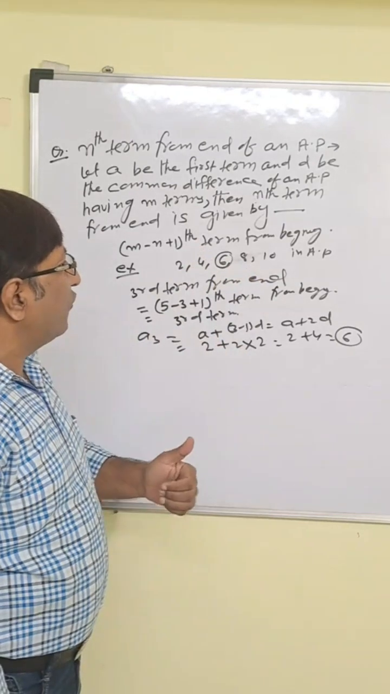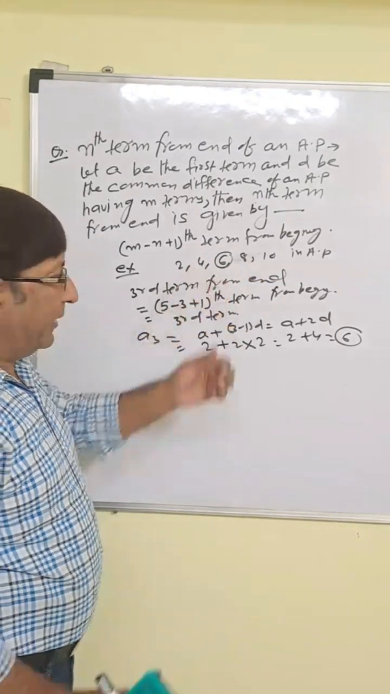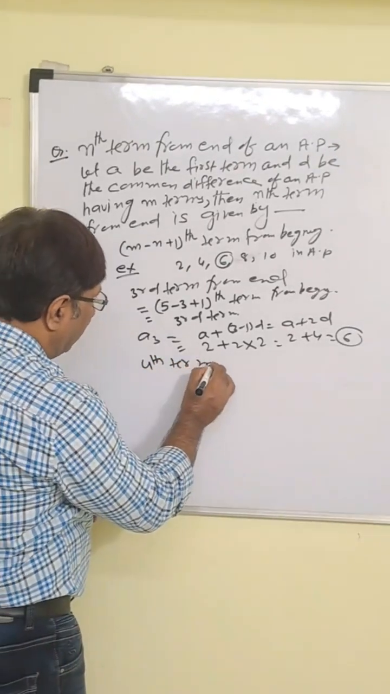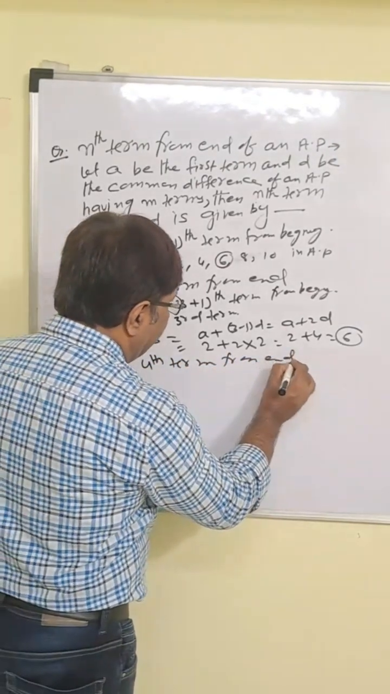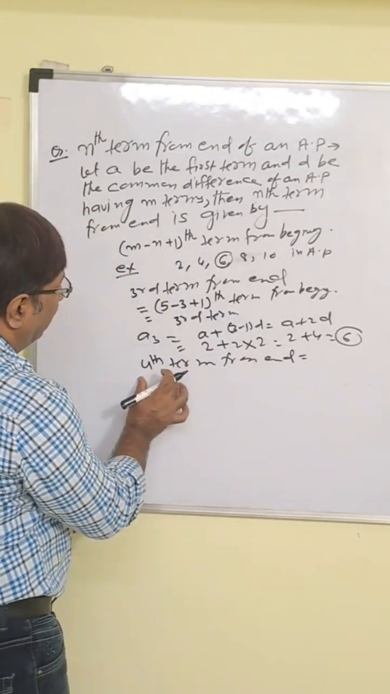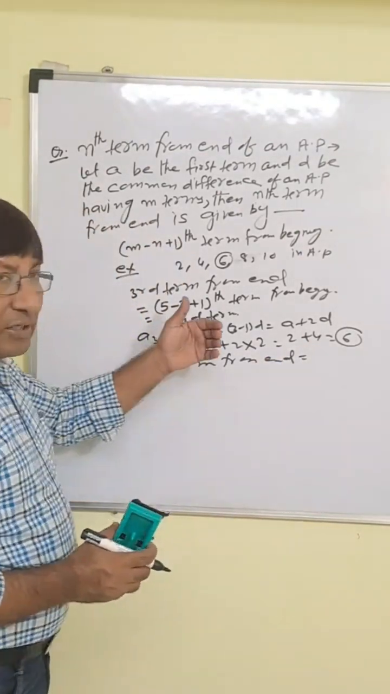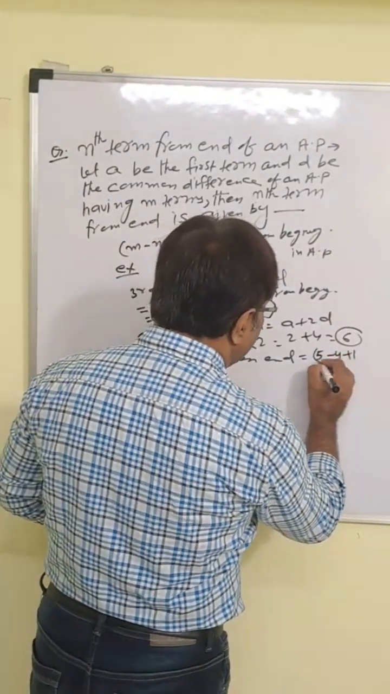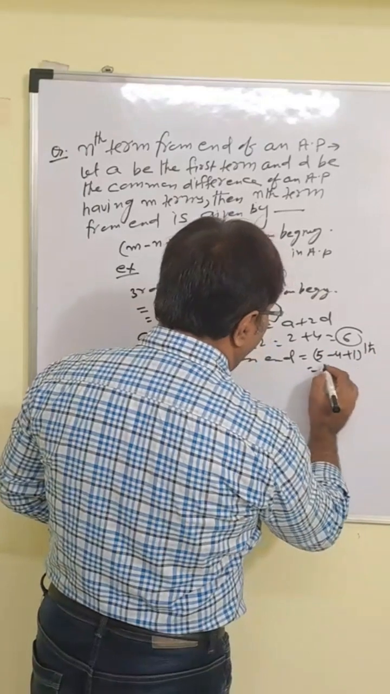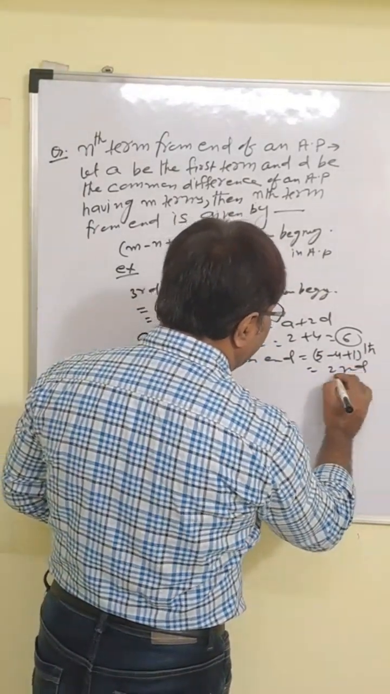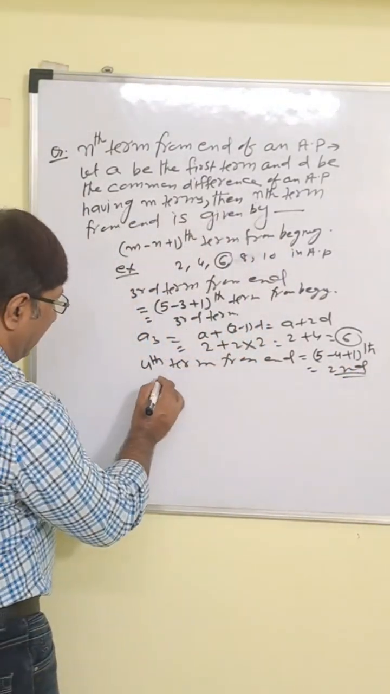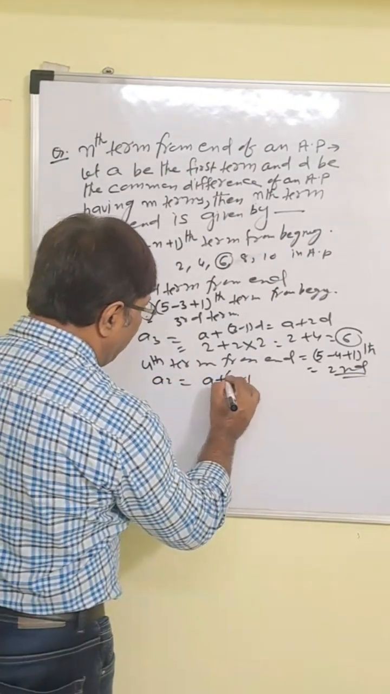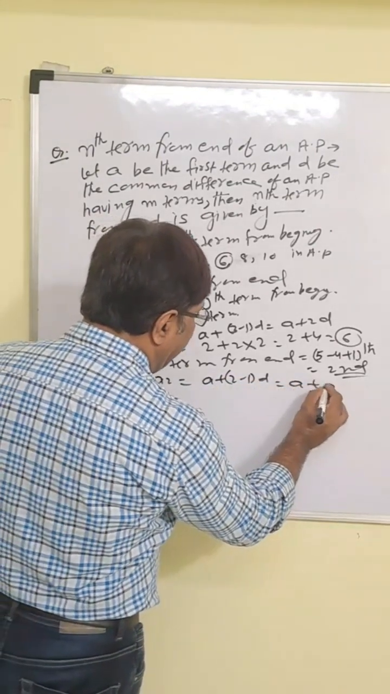In the same way, if you want to find the fourth term from the end, so n is 4 and the total is 5. So we will get the 5 minus 4 plus 1th term, right? So 5 minus 4 plus 1 is the second term from the beginning. So we can find the second term from the beginning: A plus 2 minus 1 into D, that is A plus D.